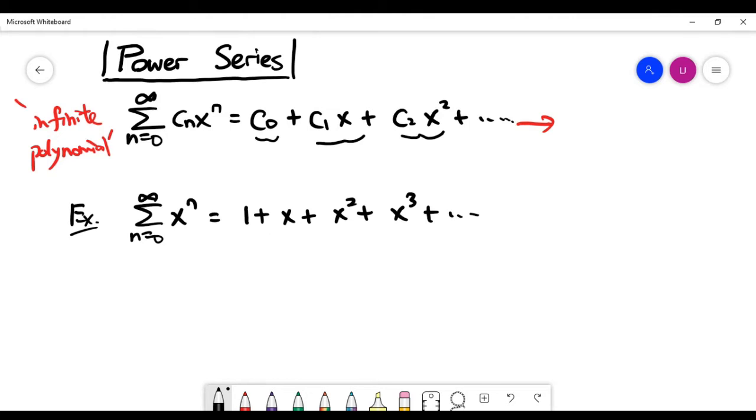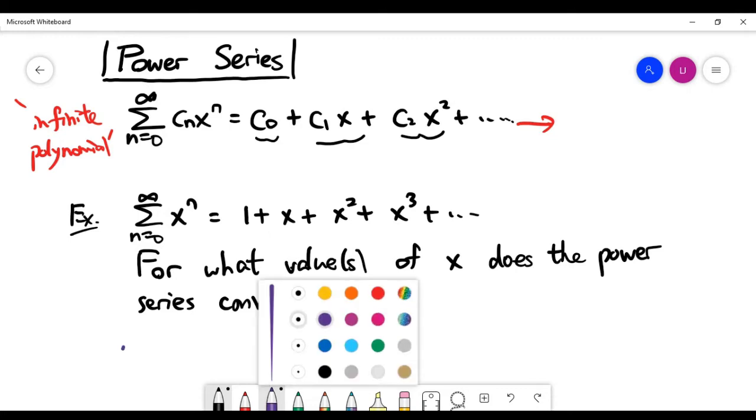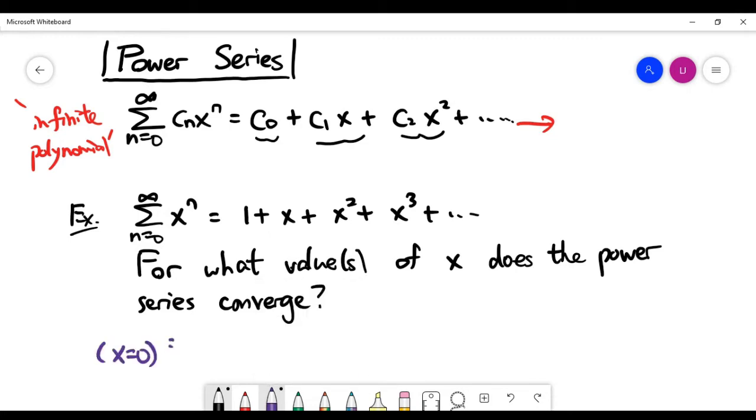I give you something like 1 plus x plus x squared plus x cubed and so forth. And the typical question here is, for what values of x does the power series converge? Because it is the first time we see such problems, you can actually check it one by one. For example, if you pick x equals 0, you can easily see what's happening to the power series.